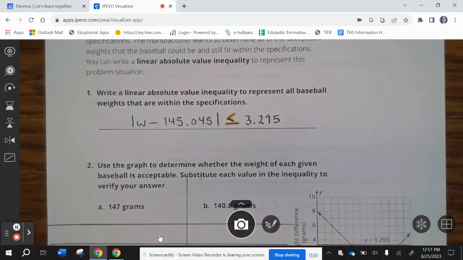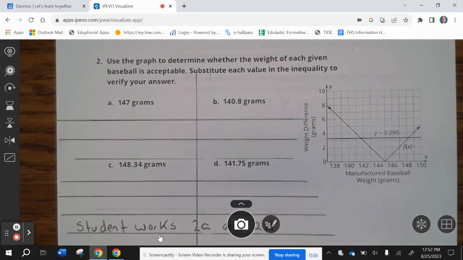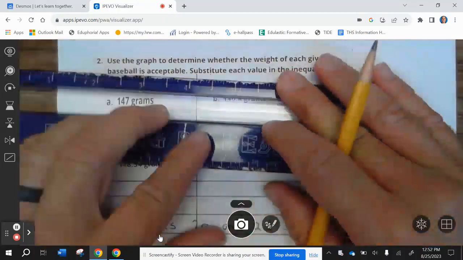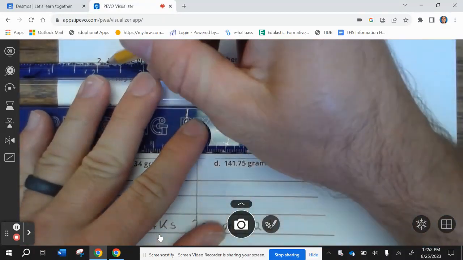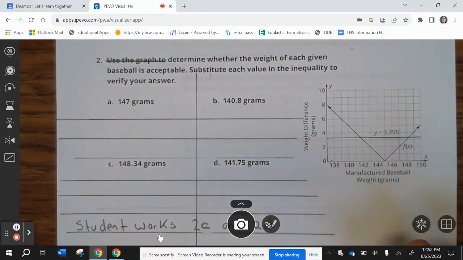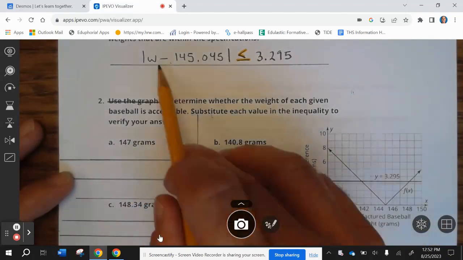All right, number one, write a linear absolute value inequality to represent all baseball weights that are within the specifications. That inequality is absolute value W minus 145.045 less than or equal to 3.295. Use the graph to determine, and we're actually not going to use the graph. We're going to substitute to determine the acceptable values. So we're going to substitute this number in here, this number, and so on, okay?